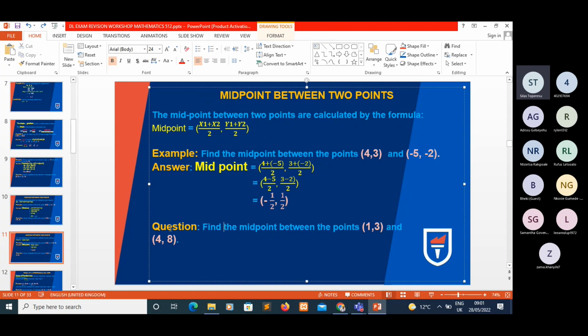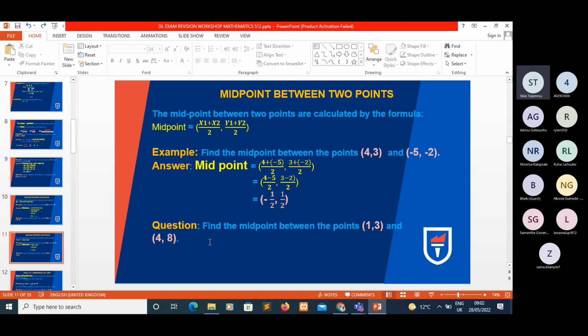Okay, so when I share the slide, I need you to do the same on this question, which says find the midpoint between the points 1, 3 and 4, 8. I need you to calculate the middle point between these 2 points using the concept that I showed you. Given 2 points, you should be able to calculate those middle points. I hope everyone is going to be able to do that. So do the same when I share this slide with you, and calculate using the same concept.